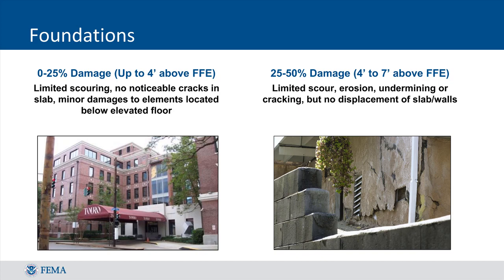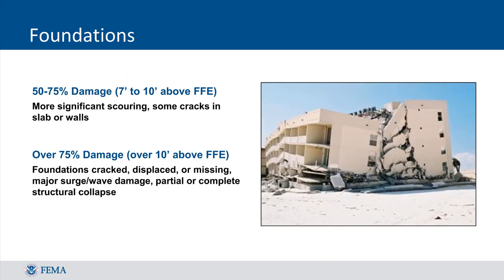In the 25 to 50% range, you may notice some scour and erosion, or there may even be some minor cracking in the foundation walls. However, overall, the foundation will be stable and intact, and there will not be any displacement between the superstructure and the foundation. In this slide, you can see an example of a structure that had a significant structural collapse and would clearly fall within the range of damage over 75%. Its foundation is cracked, and there is severe displacement where the structure has moved off its base.